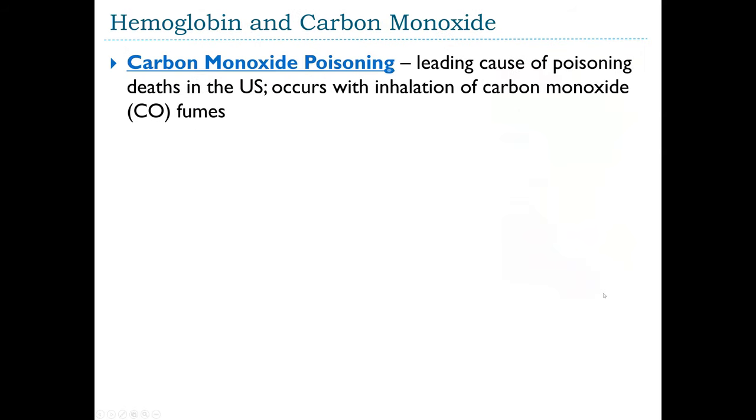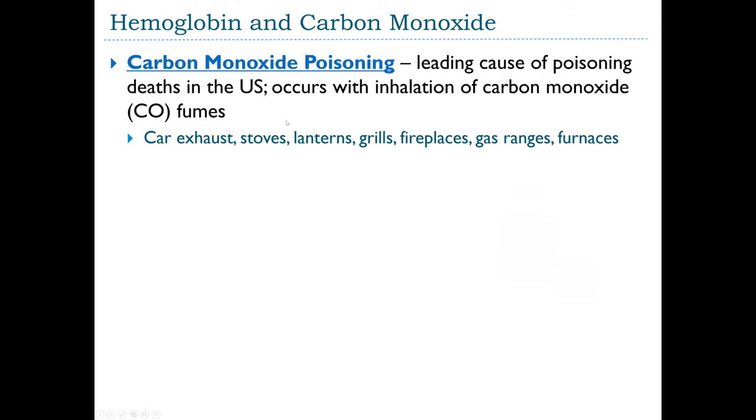So carbon monoxide poisoning is the leading cause of poisoning deaths in the U.S., and it occurs with the inhalation of carbon monoxide fumes. Carbon monoxide is a carbon and just one oxygen, versus carbon dioxide, which has two oxygens. You can get carbon monoxide from car exhaust, stoves, lanterns, grills, fireplaces, gas ranges, and furnaces, just to name a few of the most common sources. What makes it so dangerous is that it's odorless and colorless, so you don't even know it's in your house and that you're breathing it, usually until it's too late. This is why they sell carbon monoxide detectors that can alert you if carbon monoxide is present.